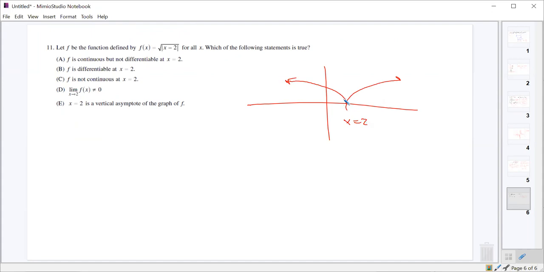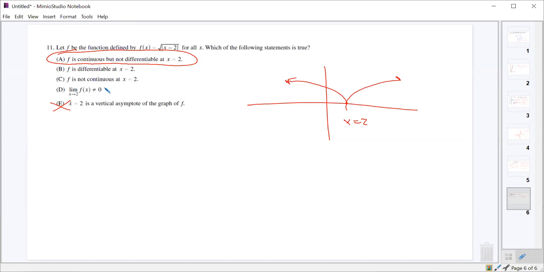We know that the function is continuous, but there's a cusp at 2, so it's not differentiable at 2. So that is our answer. But if we didn't know what the graph looked like, we would have to go through here and say we're not going to have a vertical asymptote, because a vertical asymptote only occurs when we get some number divided by 0, so it wouldn't be that. The limit as x approaches 2 of f of x is not 0.